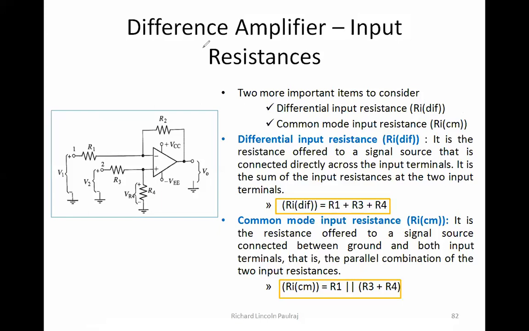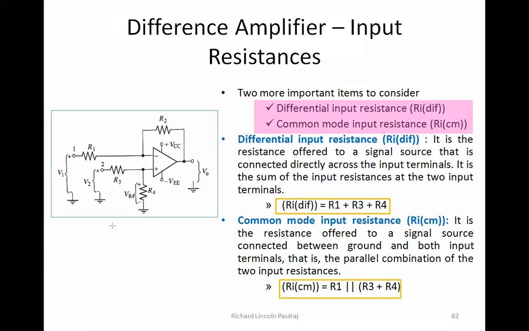Consequently, they are associated with their resistances, and it is called RI diff, which is the input resistance because of differential input, and then RI common, the input resistance because of the common mode configuration. Now let us see what this differential input resistance is and what this common mode input resistance is. A question can be asked with regards to this, so I have carried forward the same diagram.